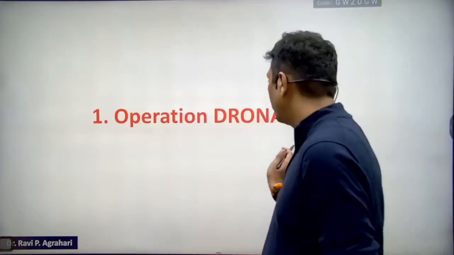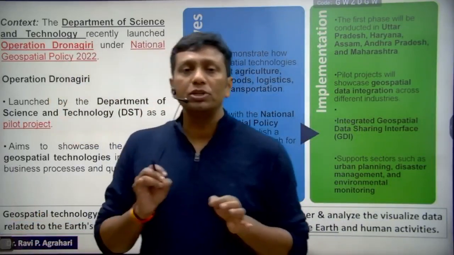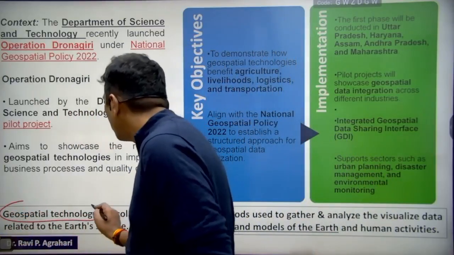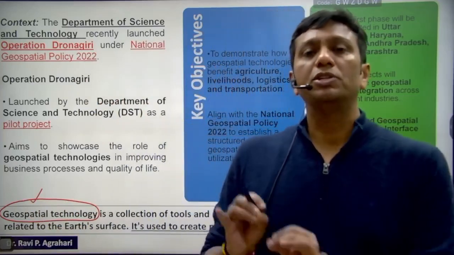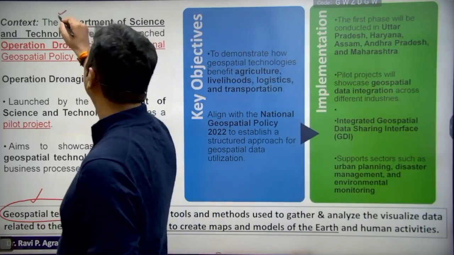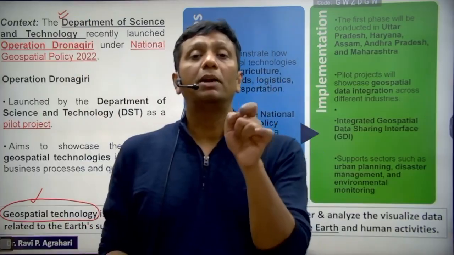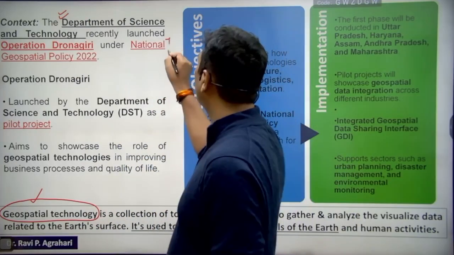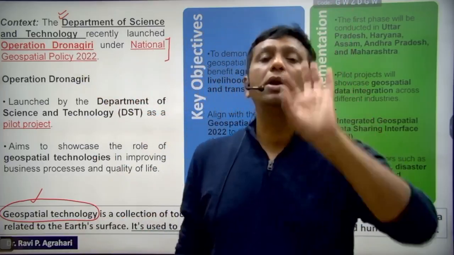Okay, now come here, guys. UPSC. What is Operation Dronagiri? Actually, Operation Dronagiri is a kind of geospatial technology based operation. It is based on geospatial technology. See, this Operation Dronagiri was launched by DST. DST is what? Department of Science and Technology. Okay, and see, especially for geospatial purposes, the National Geospatial Policy 2022 was already set up.